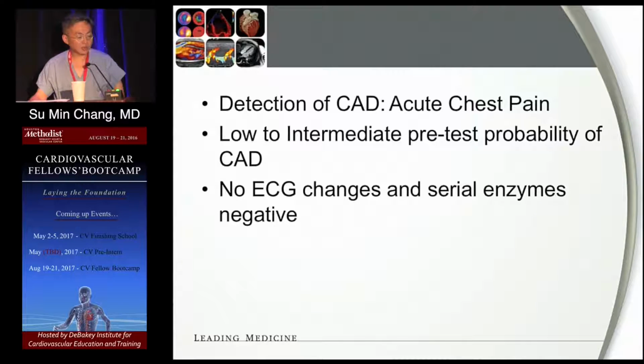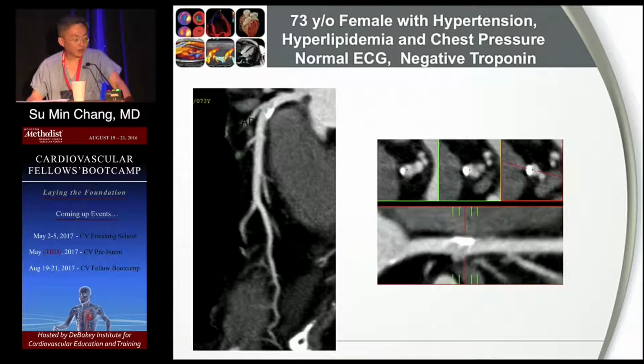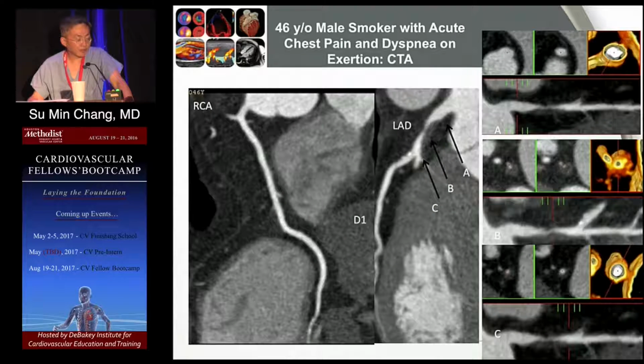One of the major indications for CTA, or at least the community has been pushing really hard, is imaging the patient, show them the ED with acute chest pain. And again, this is just an example of a patient who basically has a lot of risk factors, negative troponin. So she was enrolled in one of our ED studies and got a CTA.